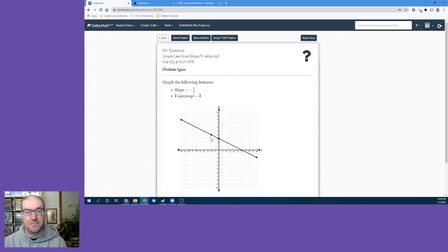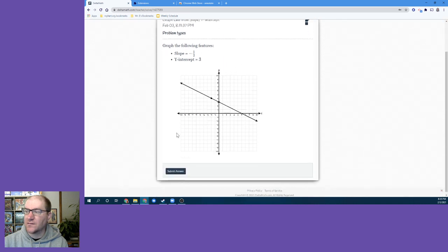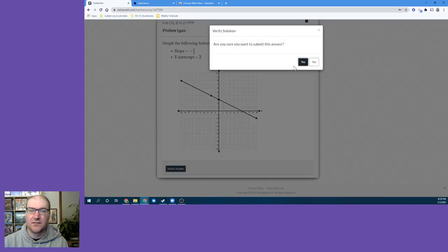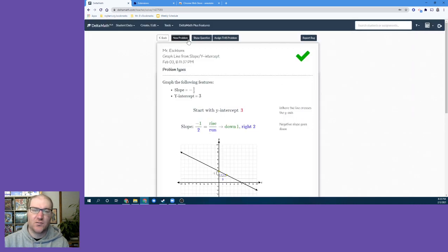So this line, just to double check before we try another one, has a y-intercept of 3. It's right there. And it has a slope of -1/2. That means every time you go up 1, you go over 2. And it's going downhill from left to right. So let's submit the answer. Yes. Let's do another problem.